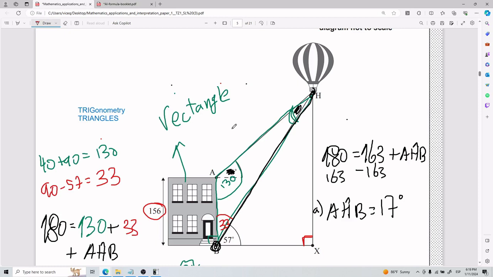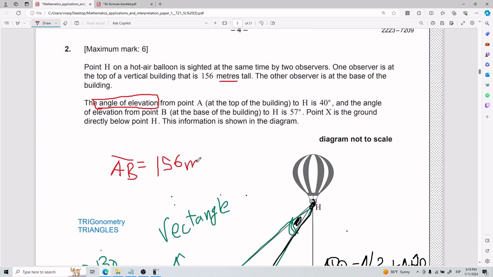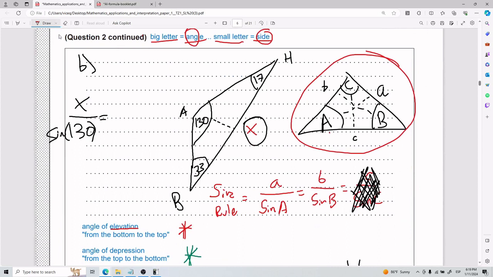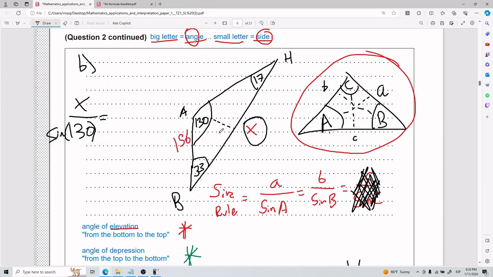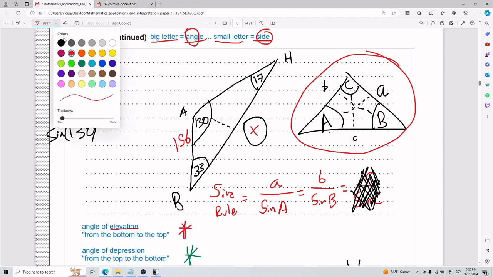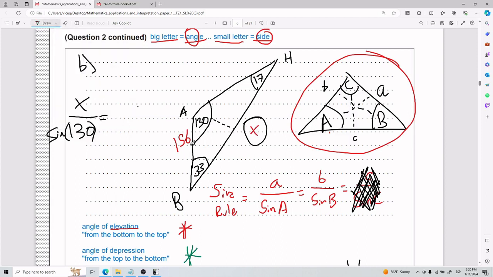If you haven't seen it yet, I'm going to tell you. This 156 height of the building is the same 156 over here, which is actually the distance of A to B. So the distance of A to B is the same as the height of the building, which is 156 meters. So if I go down here, I actually have 156 as a side. Side AB is 156. So there's my other pair. My first pair, I already put it.